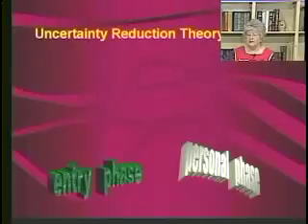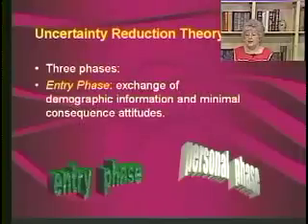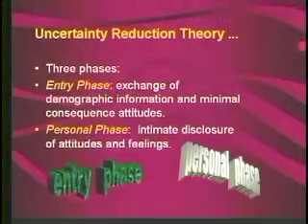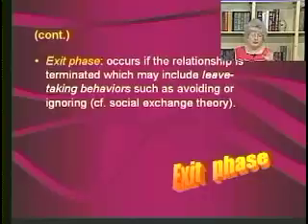Okay, Berger and Calabrese gave us 3 stages. These are similar to the stages of Knapp that we'll see and review shortly. The entry phase, the personal phase, the entry phase being that basic demographic data, etc. Personal phase, more intimate disclosure, and then the exit phase, which is the 3rd phase. He divides it into 3 basic parts, whereas Duck is going to give us 4 or 5, depending on how you look at it.